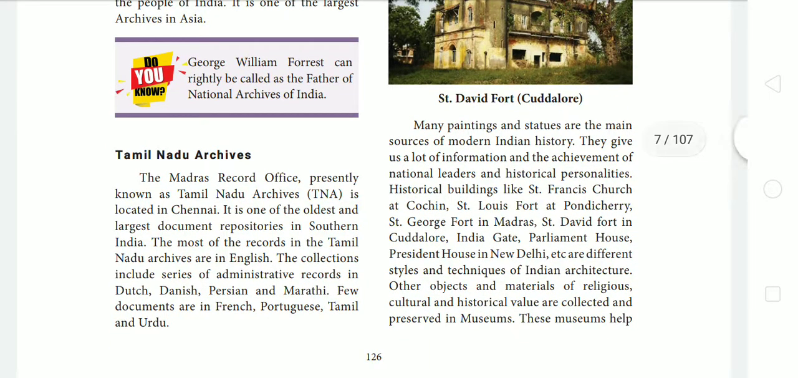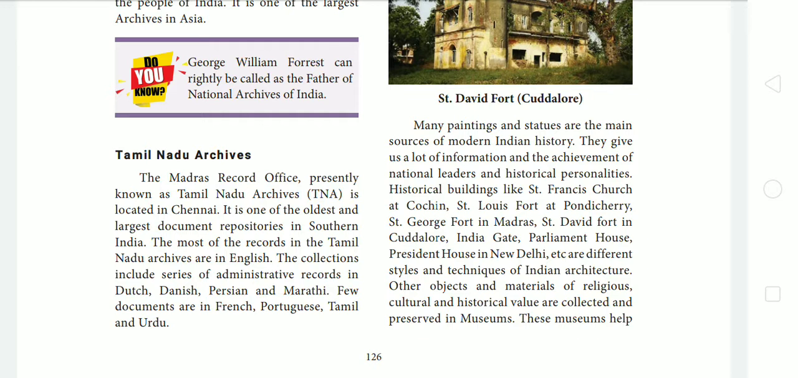So what are they? St. Francis Church at Cochin, St. Louis Fort at Pondicherry, St. George Fort in Madras, St. David Fort in Kadalur, India Gate, Parliament House and President House in New Delhi are the different styles and techniques of our Indian architecture. Other objects and materials of religious, cultural and historical value are collected and preserved in the museums.